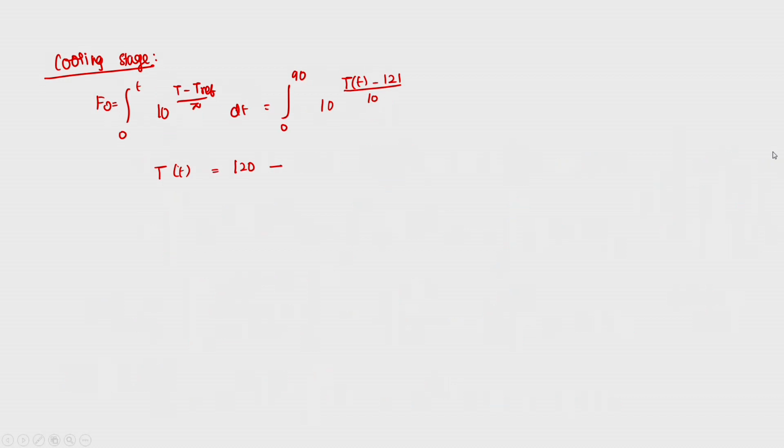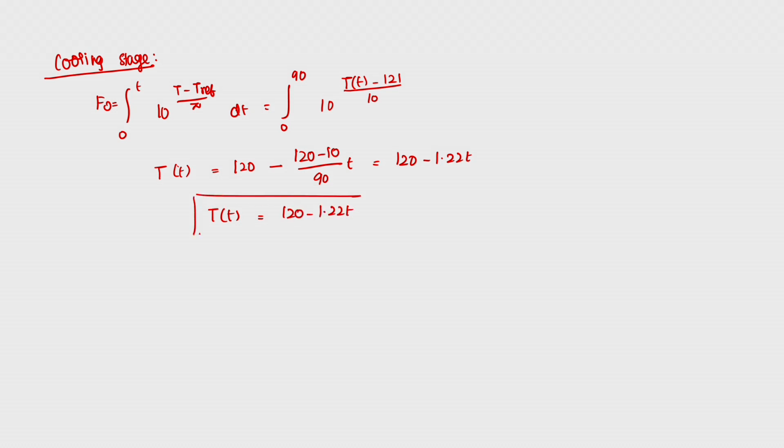So, here 120 minus 10 degree. So, number of seconds required is 90 into t. So, 120 minus 110 upon 90, which is nothing but 1.22 t. So, now I got temperature as a function of t, which is nothing but 120 minus 1.22 into t.